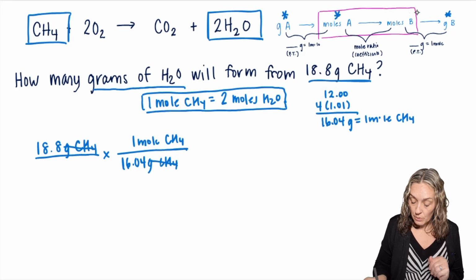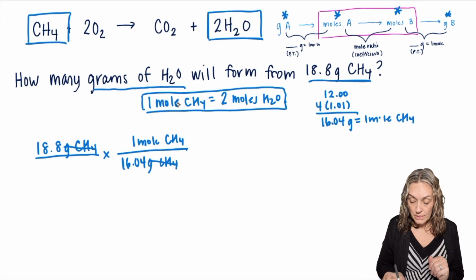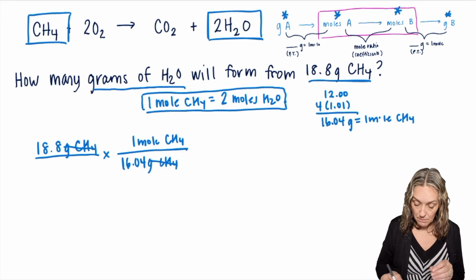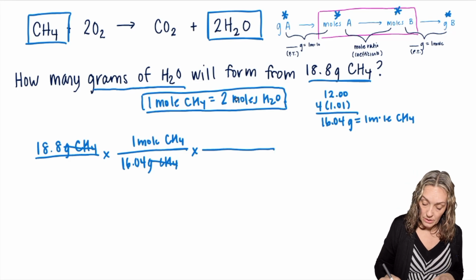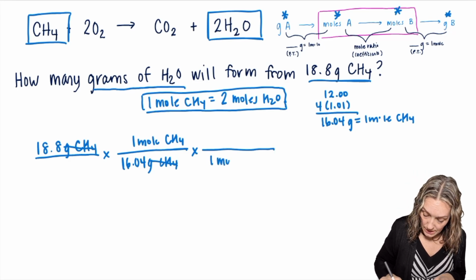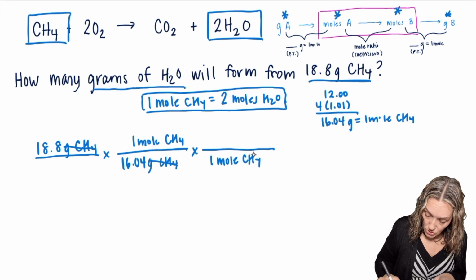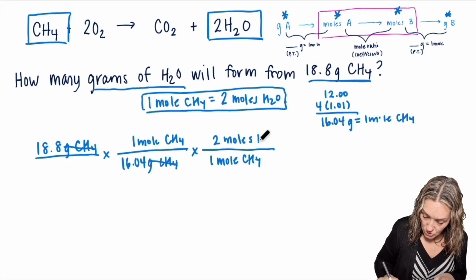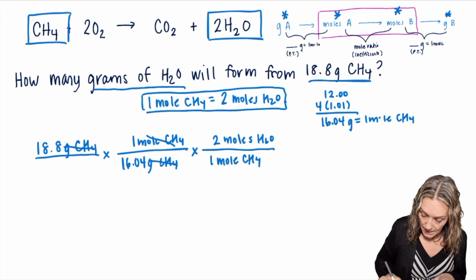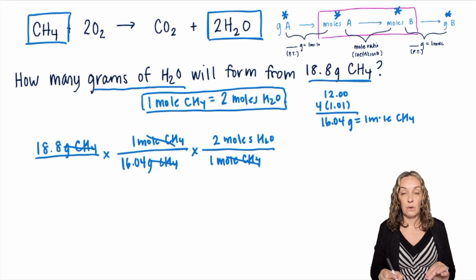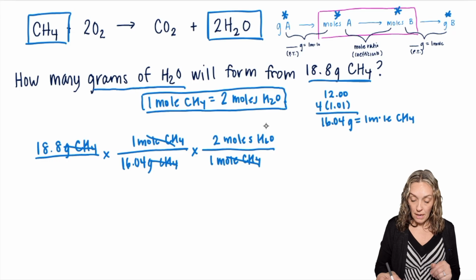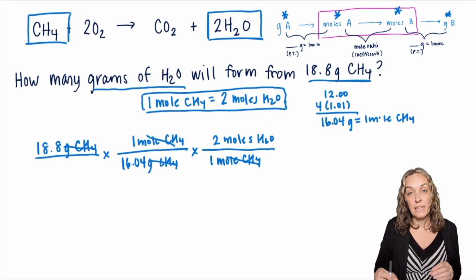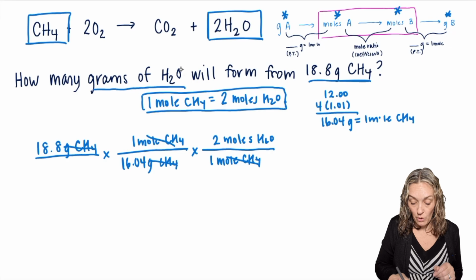Now I'm going to take those moles and change them over using the mole ratio that I identified above. I'm going to multiply again, and I know that these are equal amounts, so one can go on the top and one on the bottom. I'm going to choose to put 1 mole of CH4 on the bottom and 2 moles of H2O on the top, because that allows my units to cancel out. If I stop the problem now, I have moles of water. But the problem's not asking me for moles of water, it's asking me to find grams of water.